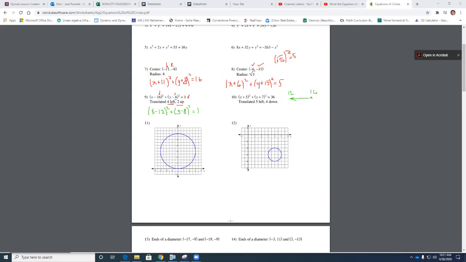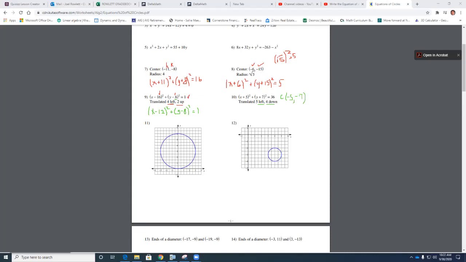What about number 10? On problem number 10, we have the equation of the circle, but this time we're going to slide it 5 to the left and 4 down. So if we slide our x value to the left, right now our center of the circle is going to be where? Well, let's look at the formula. Since this is plus 5, that's really minus negative 5. So the x value, or the h value, is negative 5. And the y value, this is y plus 7, which is also y minus negative 7. So this is the center of the circle.